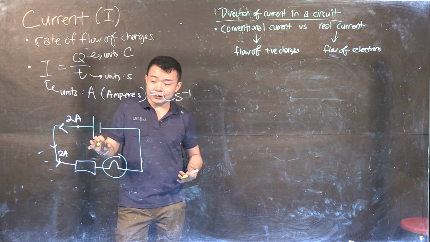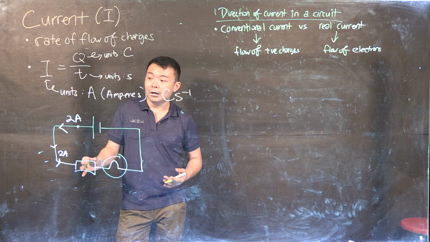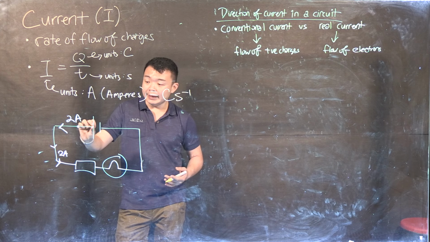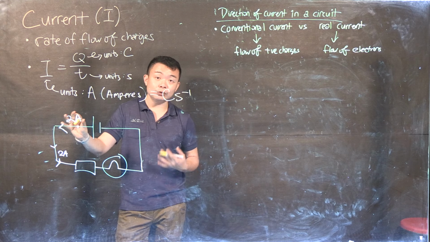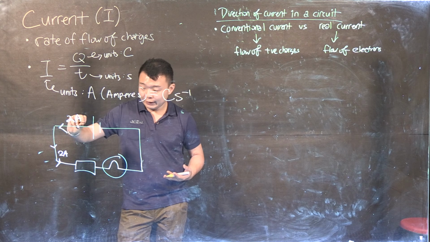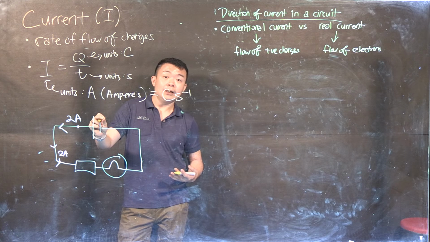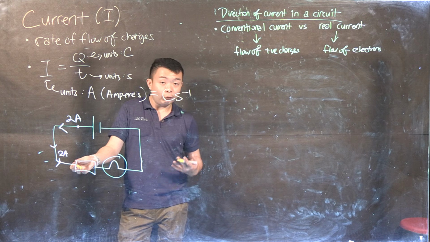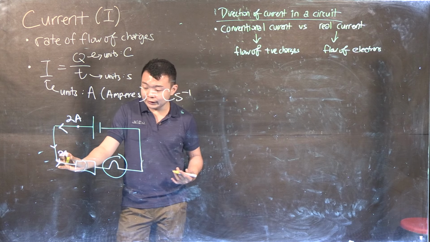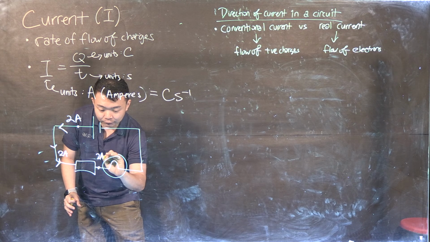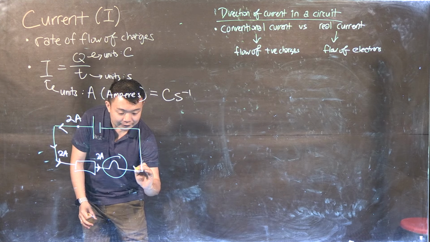Why so? The analogy of current is similar to water flowing in a pipe. In this pipe, if at the start there are 2 units of water flowing, everywhere along the same pipe you are going to get the same amount of water flowing. 2 units flowing here, 2 units flowing here, 2 units flowing here, 2 units flowing here, and same thing here, 2 units flowing here.